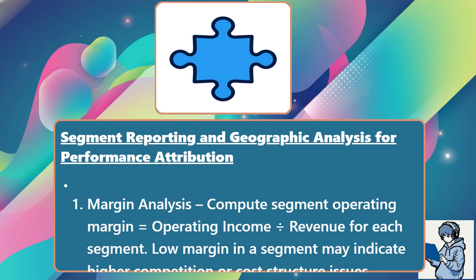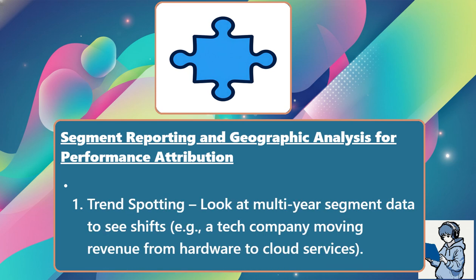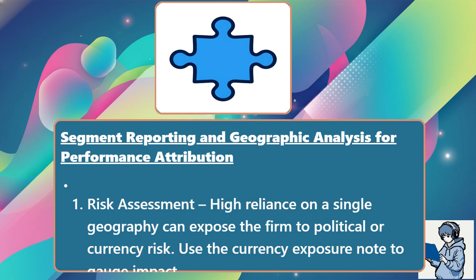Two, margin analysis. Compute segment operating margin, which equals operating income divided by revenue for each segment. Low margin in a segment may indicate higher competition or cost structure issues. Three, trend spotting. Look at multi-year segment data to see shifts, for example, a tech company moving revenue from hardware to cloud services. Four, risk assessment. High reliance on a single geography can expose the firm to political or currency risk. Use the currency exposure note to gauge impact.